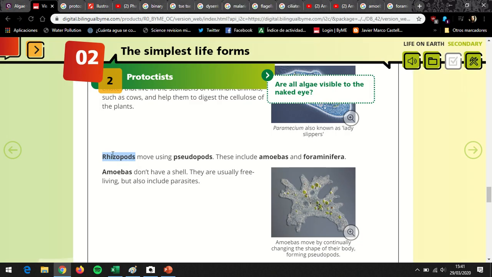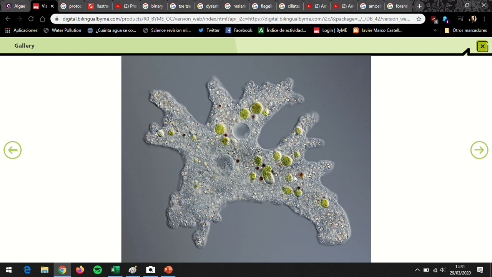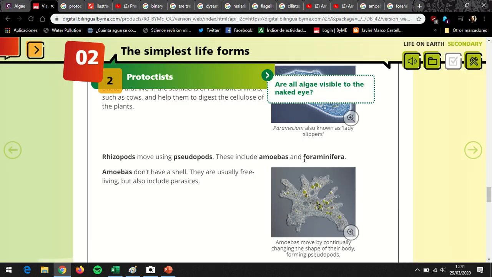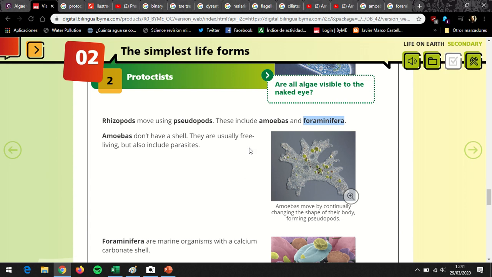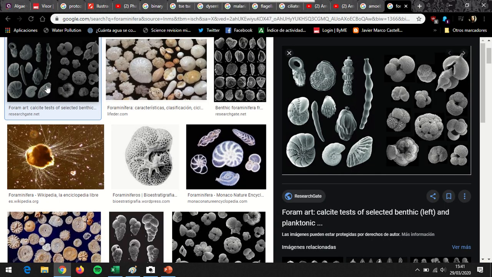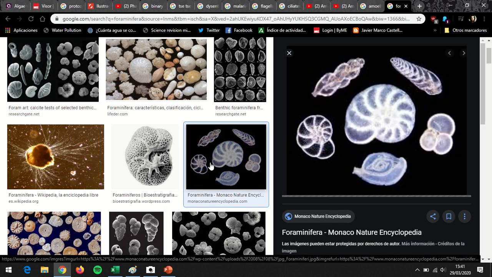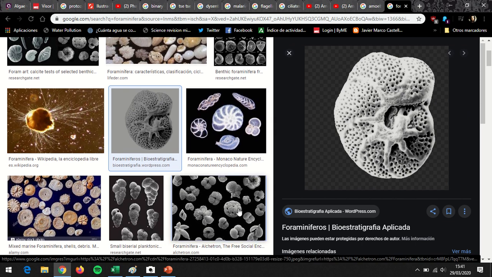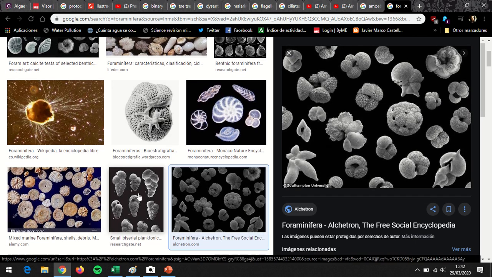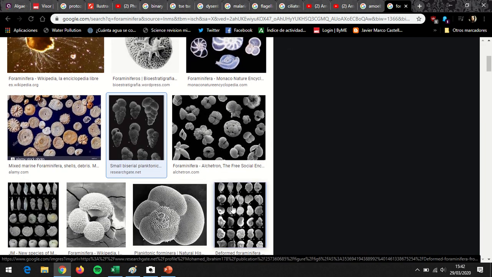Let's see. So rhizopods, remember rhizopodos, they move using pseudopods. This includes the amoebas that we just saw. This one is not eating, such as the one that we saw before. And then also another type which I would just want to show you because they look very beautiful. They are called foraminiferos in Spanish. And they look really beautiful because they accumulate shells surrounding them. So even though they are unicellular organisms, they are surrounded by tiny, tiny shells of carbonates. And it is very beautiful to observe them under the microscope because they have beautiful shapes, those shells that they have surrounding them. You see?